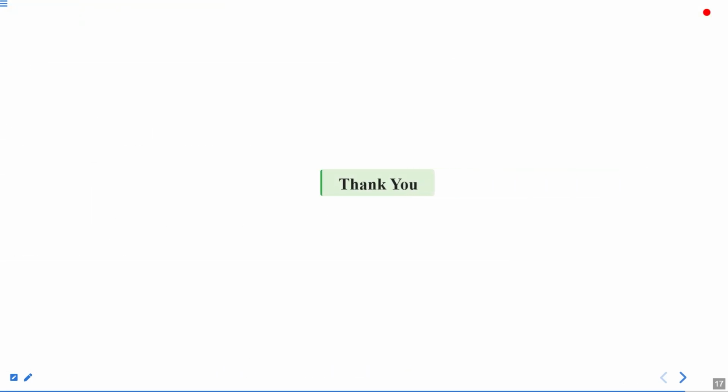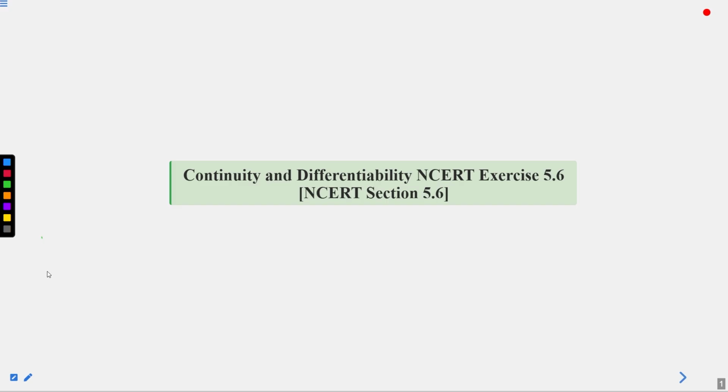Okay, so now we will see NCERT exercise 5.6. Now we will study continuity and differentiability, NCERT exercise 5.6, which is part of NCERT section 5.6, right? So let us start.